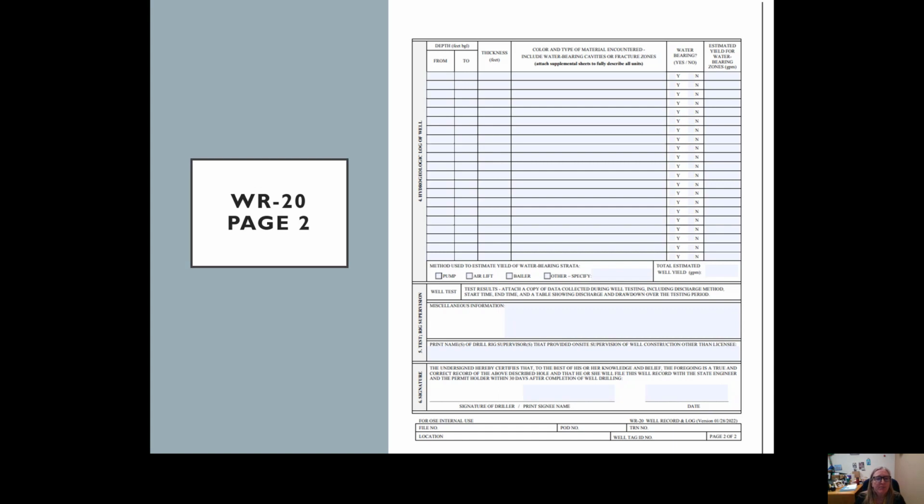And then at the bottom, they put the method by which they use to estimate the yield, and if there's any well testing, discharge, pump tests, anything, they would include that information. Also, in addition to completing this form, that additional information would be submitted. And then at the bottom, they would print or type in the name of the drill rig supervisors that provided the on-site supervision of the well construction, if it's somebody that's other than the licensee. And then the driller will print and sign their name and date the log.